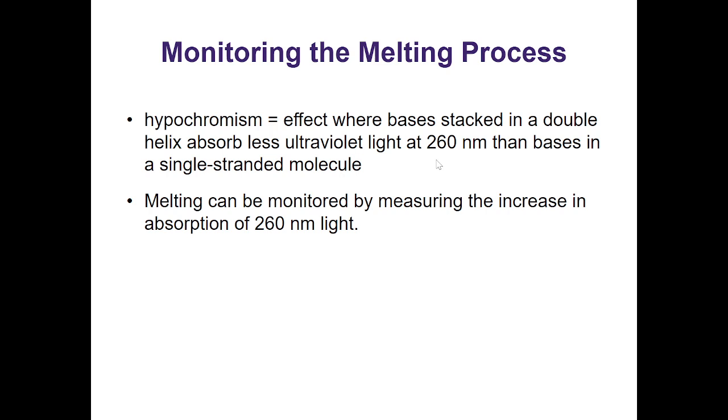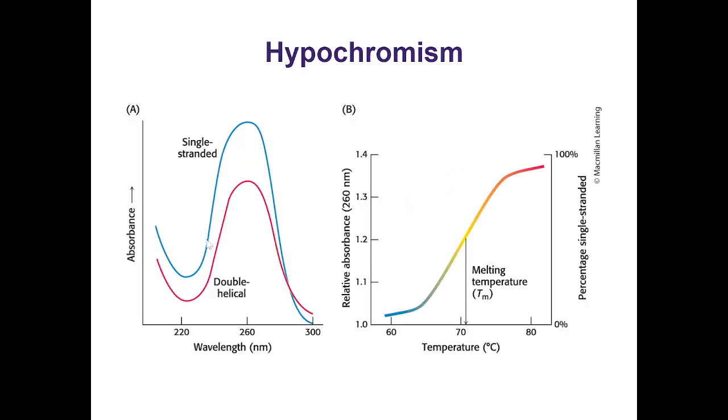Now, monitoring the melting part, the hyperchromism, this is the effect where the bases stacked in a double helix absorb less ultraviolet light at 260 nanometers than the bases in a single-stranded molecule. The melting can be monitored by measuring the increase in absorption of 260 nanometer light. It's actually very, very obvious. So when you get to your melting point, you get a sort of sigmoidal effect where it goes up really rapidly, okay? And what that means is that at this wavelength, you'll see this really big jump in your absorption.